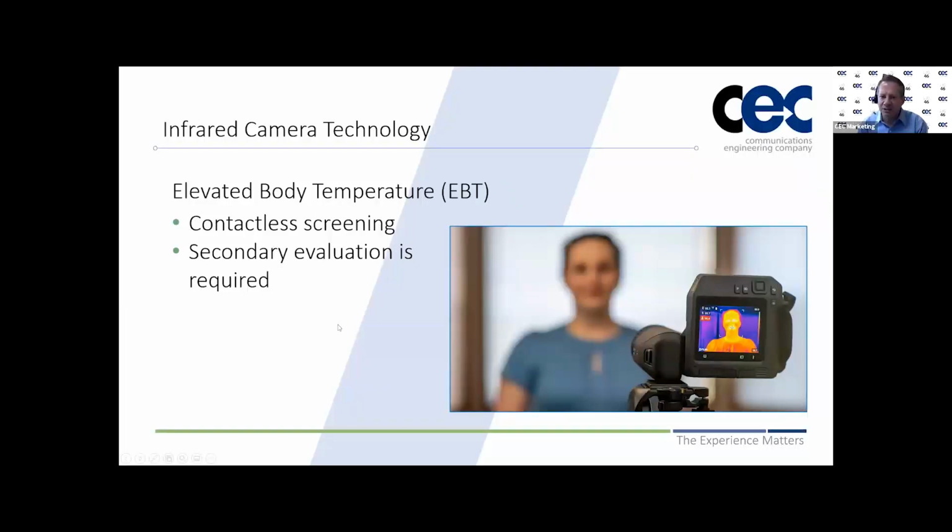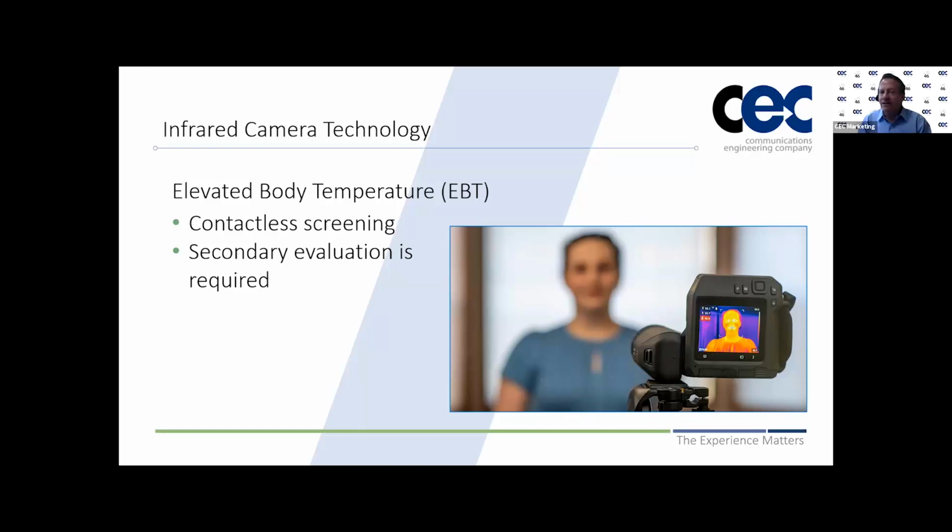So let's dive into a little bit about what we're really doing with this technology, or what the goal is. So the goal is really fever detection. However, what we're really measuring is elevated body temperature, also described as EBT. You'll hear it coined as that quite a bit. Now, infrared cameras are a great way to do this because they offer this contactless, non-invasive way of measuring the body temperature.